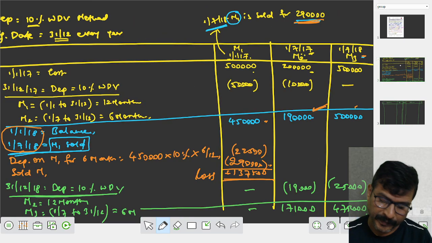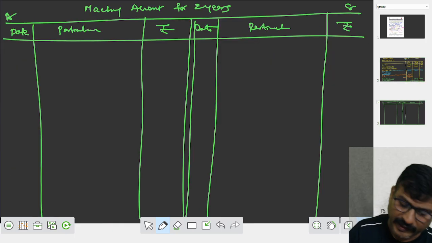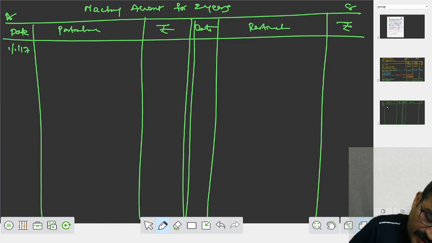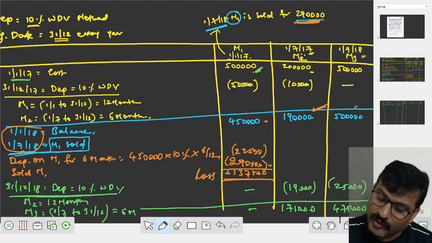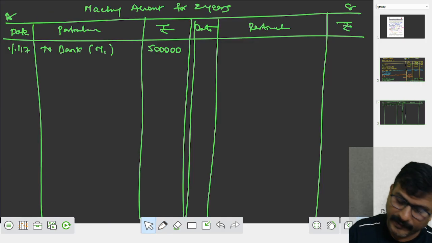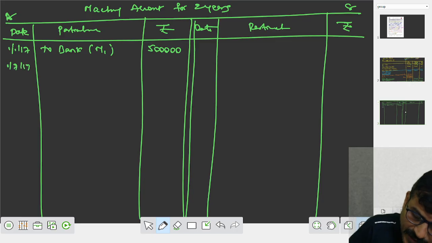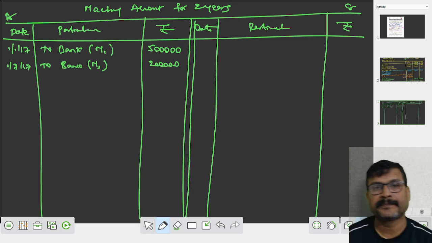See, you are working. On January 17, the first machinery is purchased. For what amount? For an amount of rupees 5 lakh. When? On 1st January 17. To bank, M1 is purchased for an amount of rupees 5 lakh. Similarly, on July 17, M2 is also purchased for an amount of 2 lakh. When? 1st July 17. To bank M2 for an amount of rupees 2 lakh.